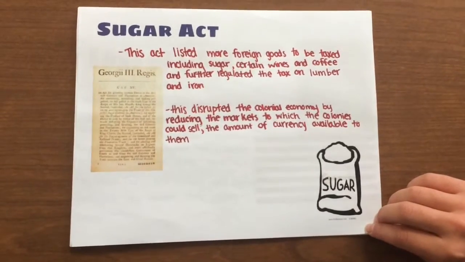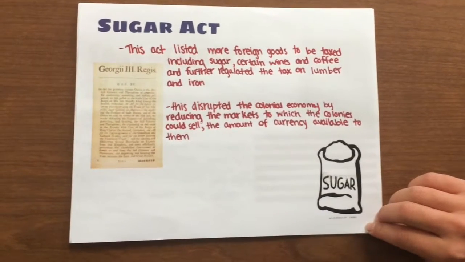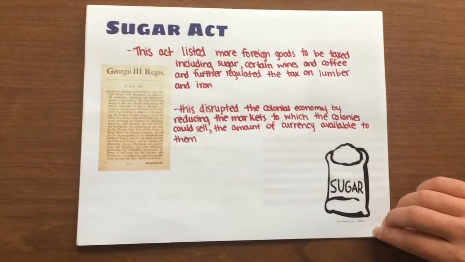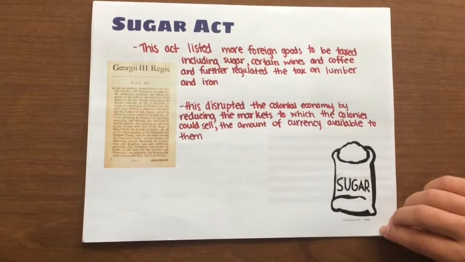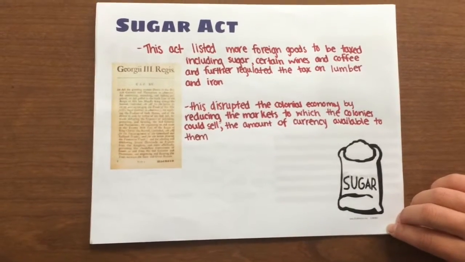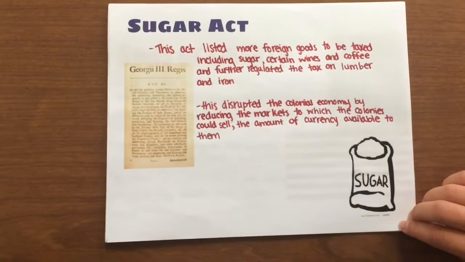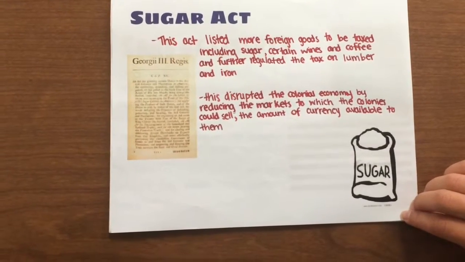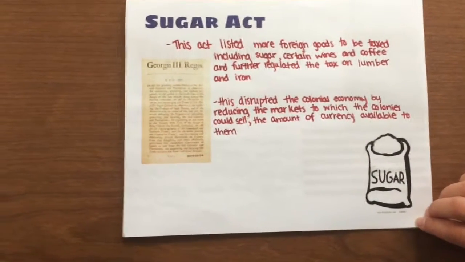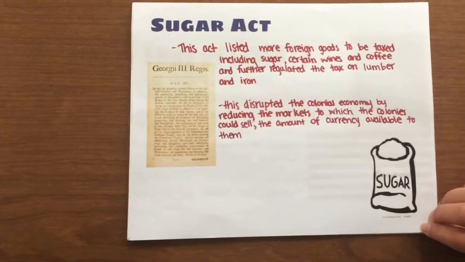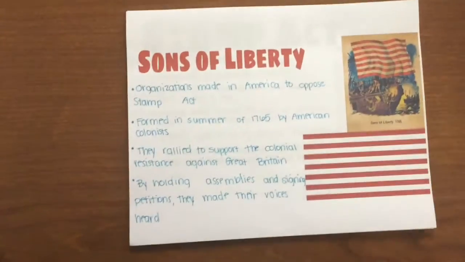The Sugar Act. This act listed more foreign goods to be taxed, including sugar, certain wines, and coffee, and further regulated the tax on lumber and iron. This disrupted the colonial economy by reducing the markets to which the colonies could sell and the amount of currency available to them.